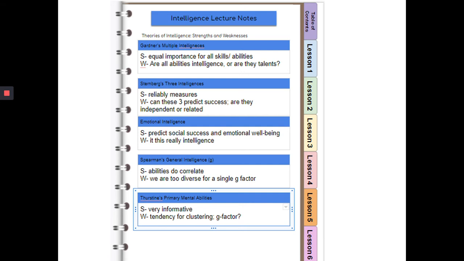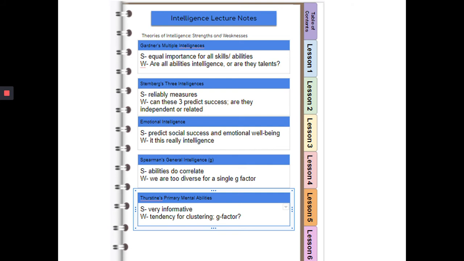For emotional intelligence, a strength would be that it does help predict social success and the emotional well-being of a person, but a weakness, and this is something that critics point out, is: is this really intelligence? Is the ability to read and use emotions considered a way of determining if someone is intelligent?